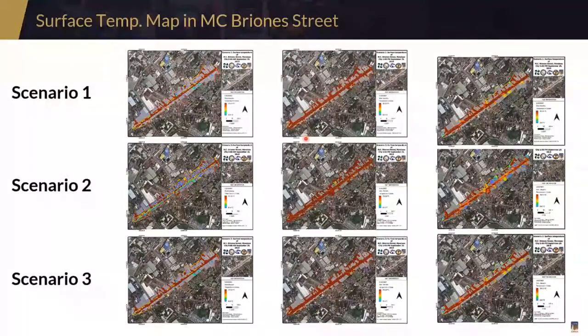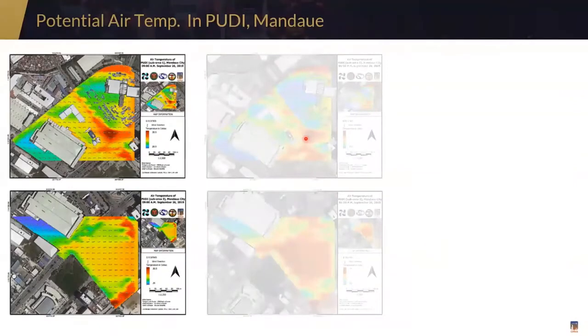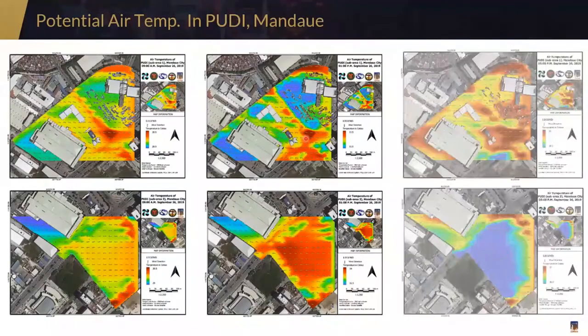The surface temperature is also from the NDMET products. Then we also have the other study area, which is PUD1 Mandaue.